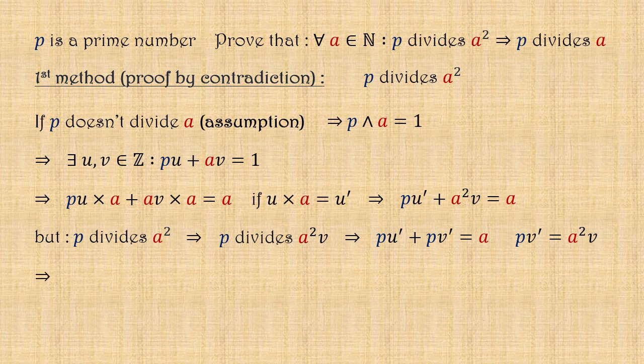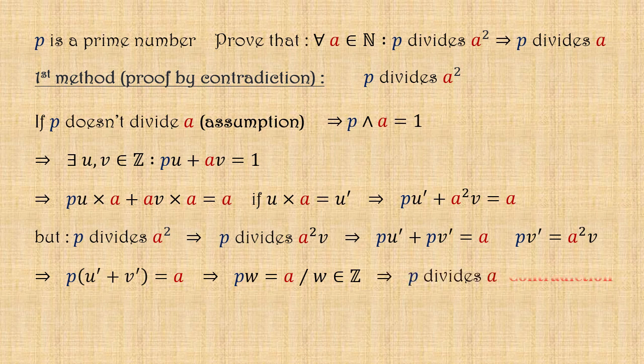This means that p multiplied by u prime plus v prime equals a. So, if we note the sum u prime plus v prime as w, we find that p multiplied by w equals a, such that w is an integer number. So, p divides a. And this is a contradiction with our assumption that affirms that p doesn't divide a. We therefore deduce that p divides a. And this proves our implication according to this method.